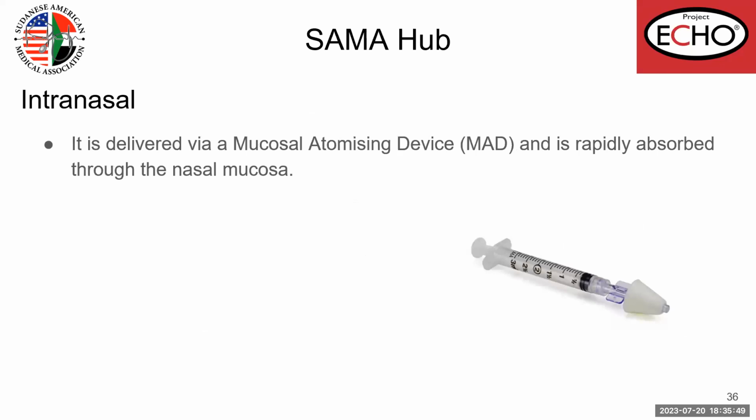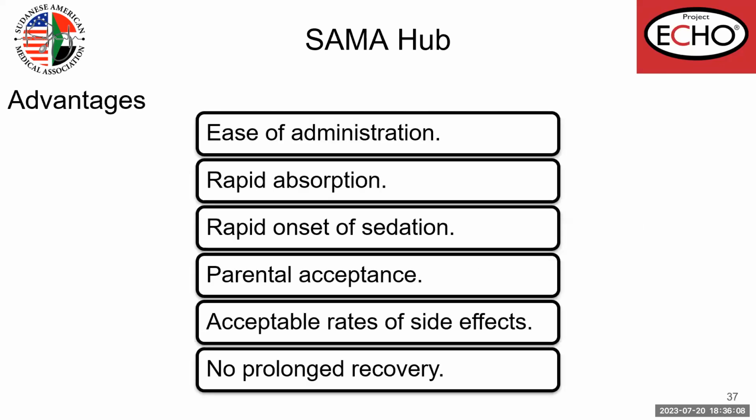And then we go to another good option, which is intranasal sedation. You can see the syringe. It's a very easy way to administer the sedative agent, for example midazolam. We just put it in the syringe and we inject it inside the nose. So what are the advantages? Ease of administration. It's very easy to administer. It has rapid absorption because it's very near to the CNS. It has rapid onset of sedation.